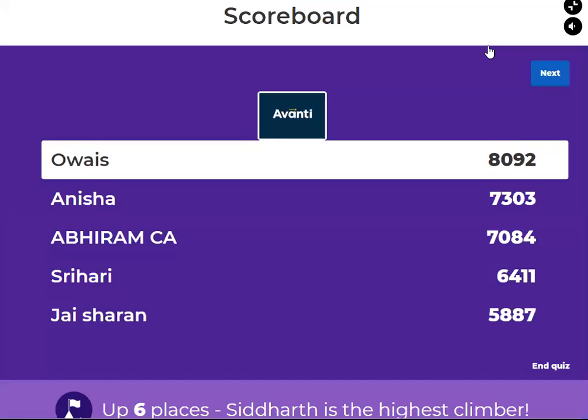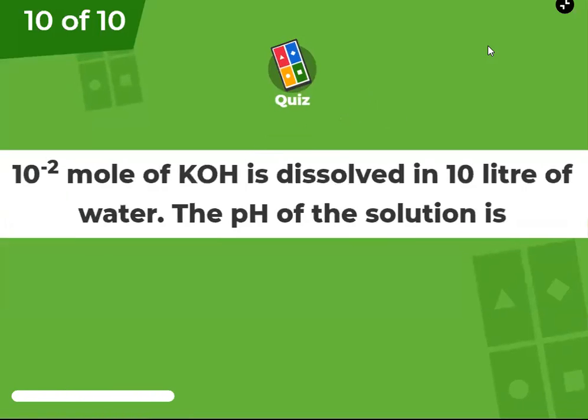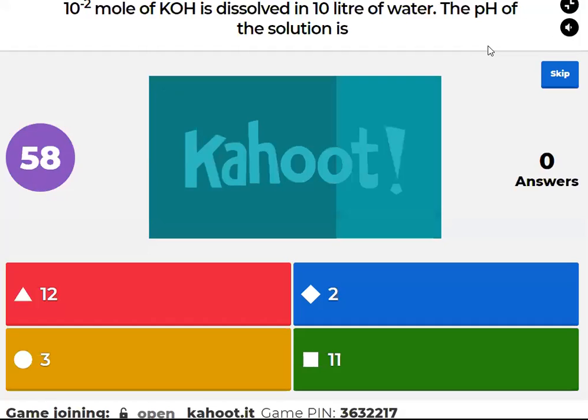There's a huge difference in score now. Last question, let's see. 10 to the minus 2 moles of KOH is dissolved in 10 liters of water. The pH of the solution is, think about it. It's super easy.